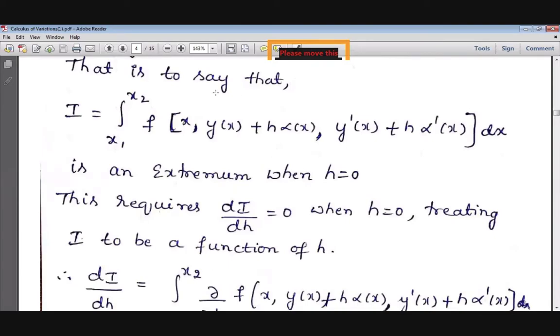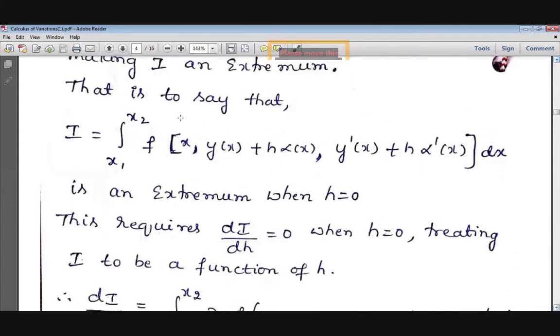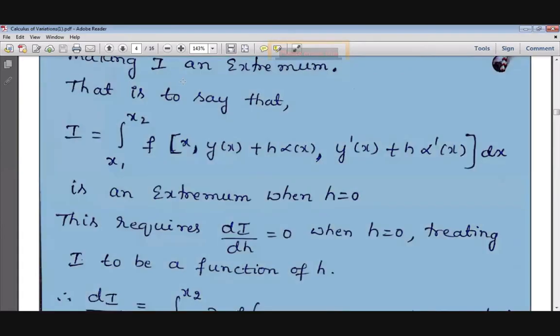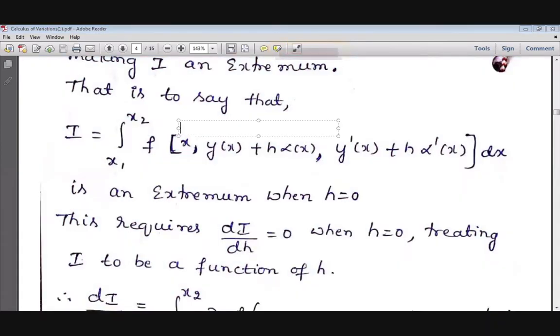Okay, how does this y dash come? This is the same as f of x comma y dash. So x, see here, x as it is. No change in x. In place of x, you have written x only. In place of y, y of x plus h alpha of x. How? By equation 1. y dash will be equal to y dash of x plus h alpha of x.